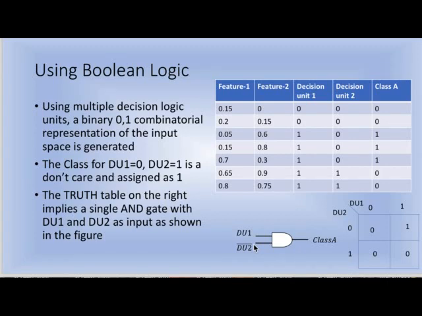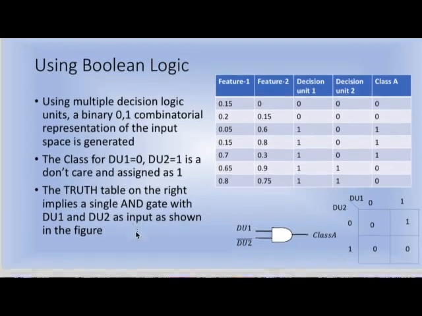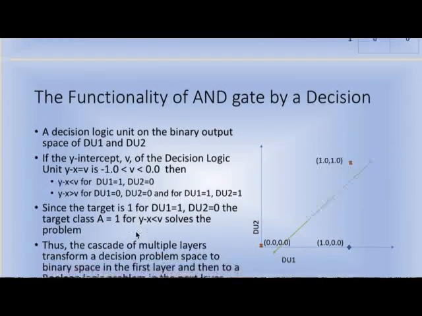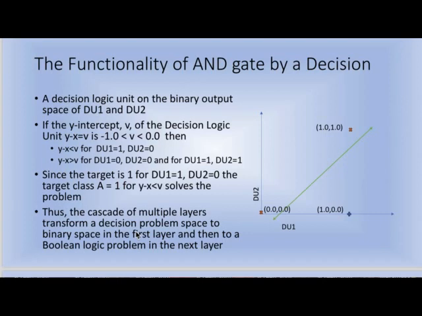So we can see now how the binary representation after the problem is transformed using one layer of decision units or neurons by a binary logic gate. Next, we will analyze the same problem if a decision unit on the space of binary represented points can be applied to solve the problem.